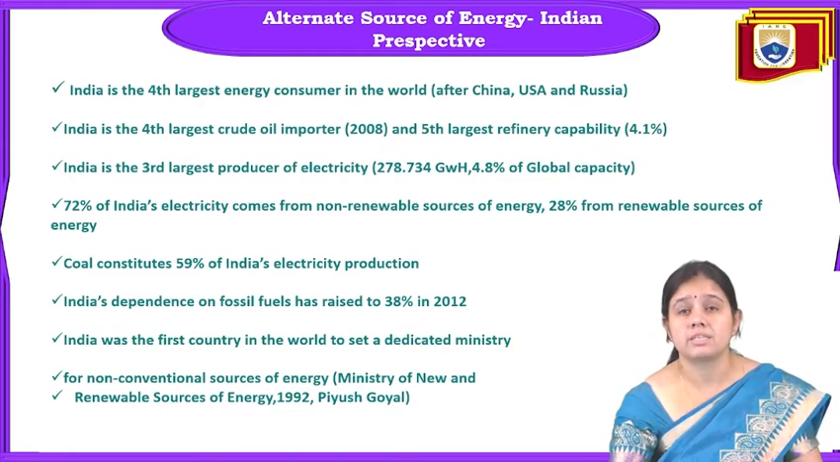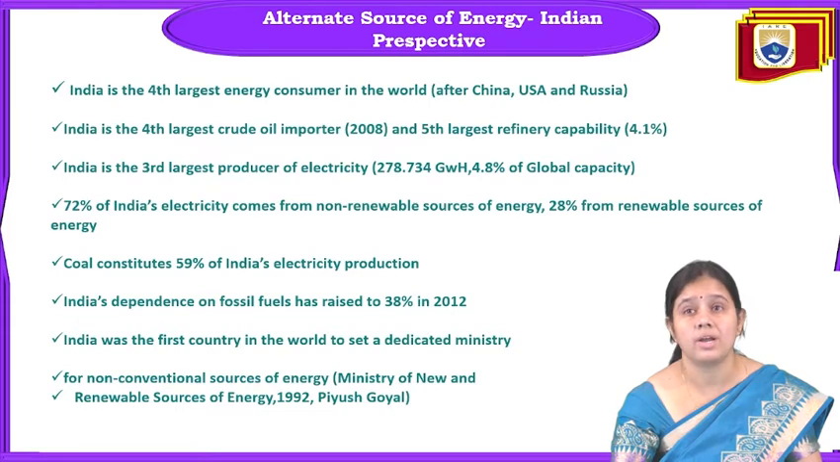Now comes to the next point: India is the fourth largest crude oil importer and fifth largest in refinery capability, that is about 4.1% of the total production. India is the third largest producer of electricity, and 72% of India's electricity comes from non-renewable sources and 28% from renewable energy sources. So this is all about the fossil fuel.